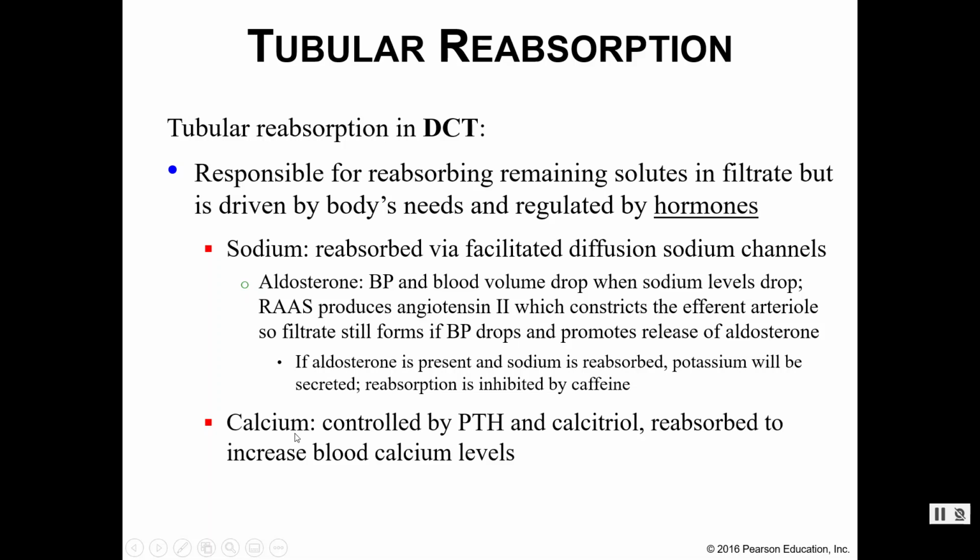And then calcium. We can also do some calcium reabsorption in the distal tubule if we have a need for it. This is controlled by parathyroid hormone and calcitriol. So this can help us increase our blood calcium levels. We have talked a lot about the uses of calcium in your body, for example, muscle contraction, action potential firing, blood clotting. Calcium is a big deal, so we will do whatever we can to make sure we do not get too low on our blood calcium levels.